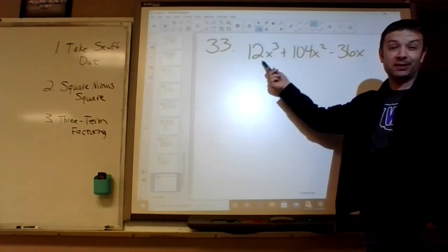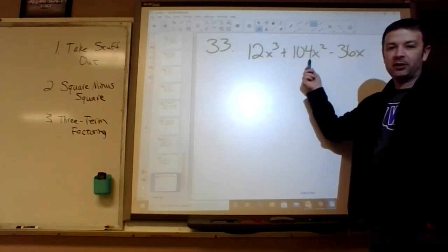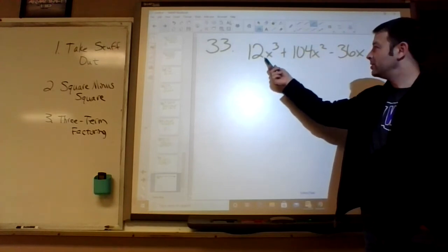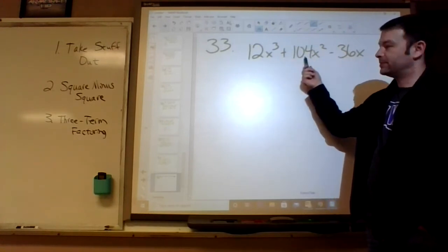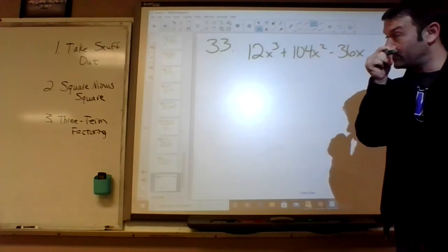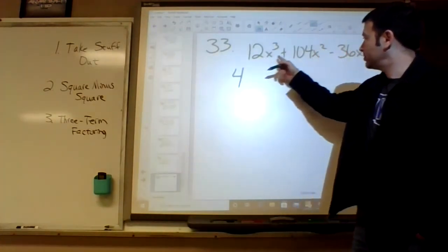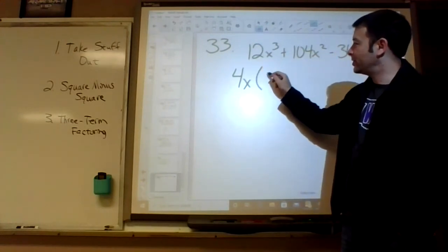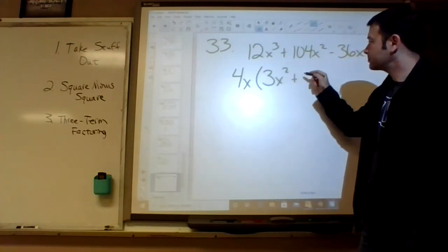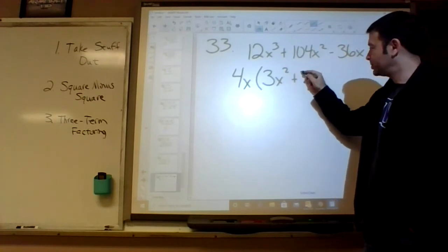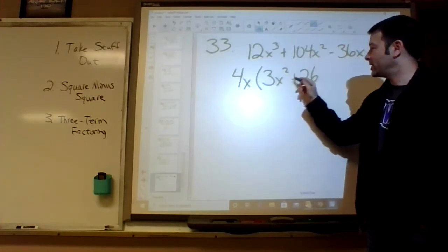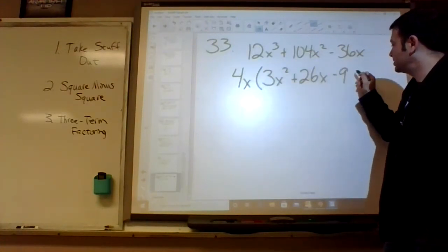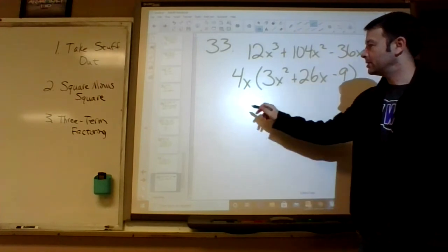The next biggest thing is 6. 104 divided by 6, no, that doesn't work. Next biggest thing is 4. Yeah, if you divide by 4, that will work on all these. And they also all have at least an x, so I'm going to take an x out. So if I divide that by 4x, I get 3x squared. 104 divided by 4 is 26. x squared divided by x is x. 36 divided by 4 is 9. The x's go away.